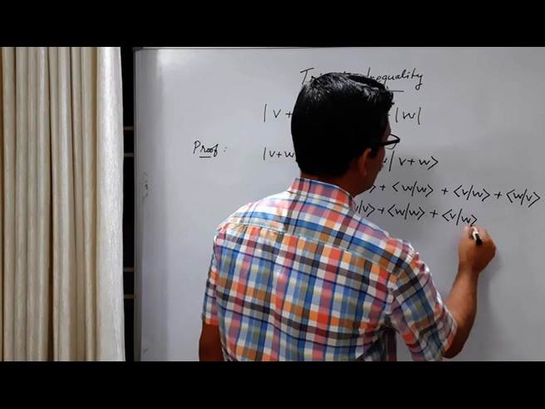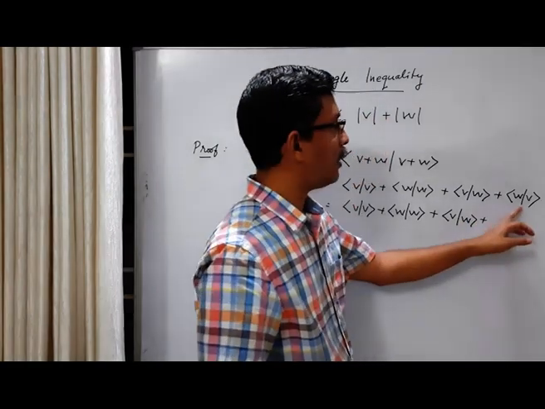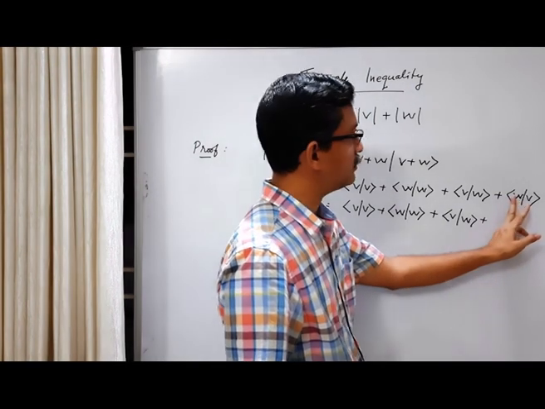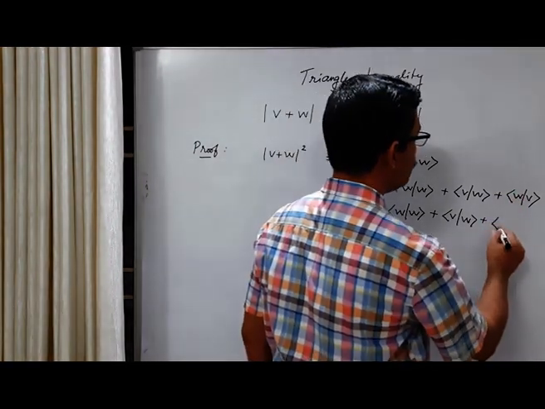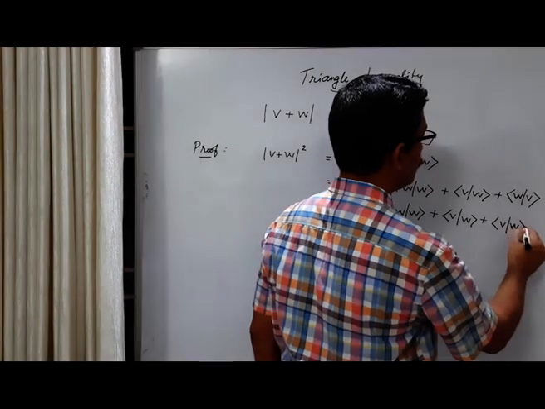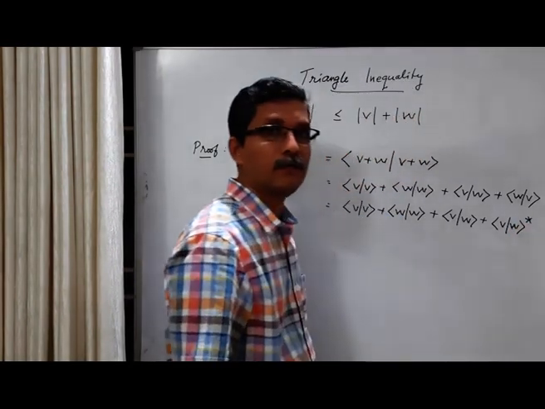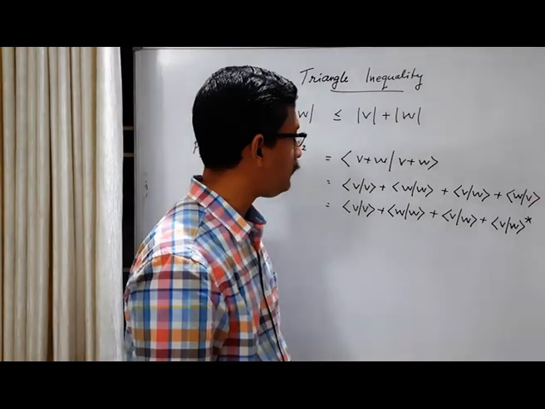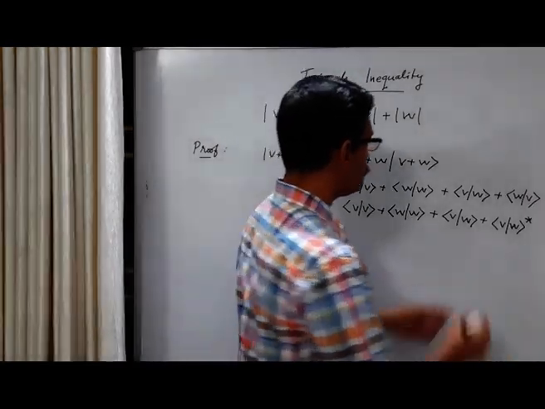V with w plus this inner product of w with v, I can write as, I can change the order of the two vectors in the inner product. And this is the complex conjugate of inner product of v with w, the first axiom of inner product. Now let us look at these two terms.